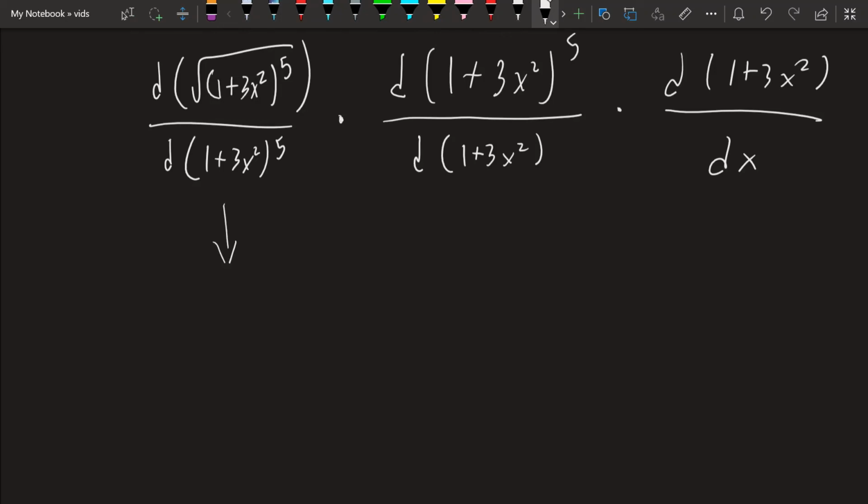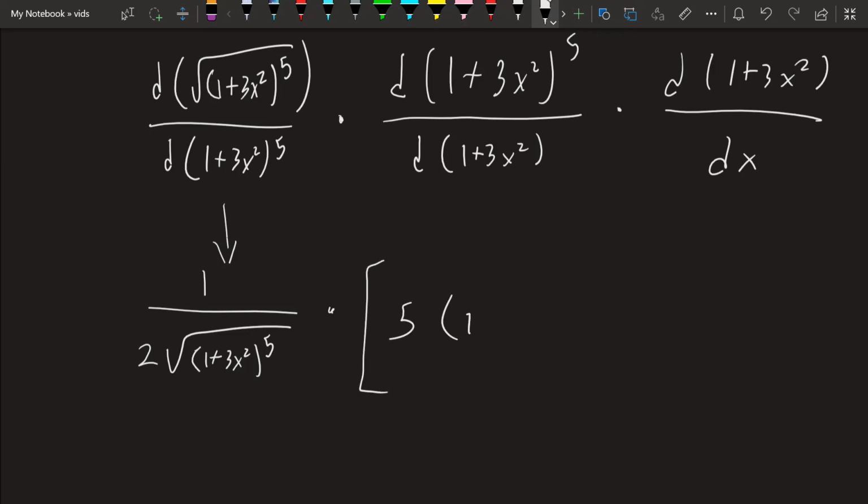So this is just equal to 1 over 2 multiplied by this 1 plus 3x squared raised to the power of 5, multiplied by 5 into 1 plus 3x squared raised to the power of 4, multiplied by the derivative of this, which is just 6x. And there you go. Quite literally, we just solved this question.